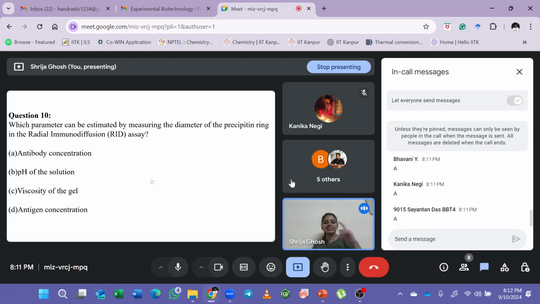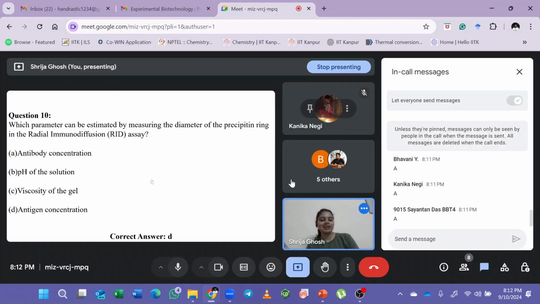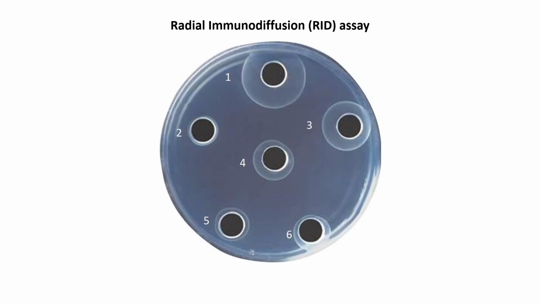Okay, I'll explain the technique and then we'll come back to this. So the correct answer is antigen concentration actually. I'm understanding that you might have understood the technique in an opposite way. This is very similar to the Ouchterlony immunodiffusion method. In this technique what we do is we have the antibody in the agar plate.